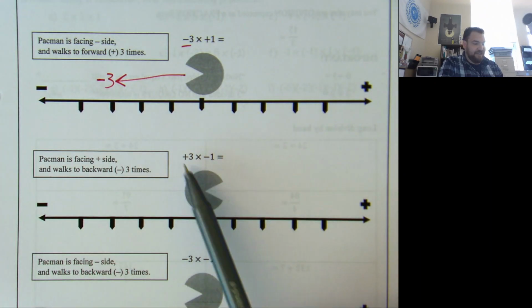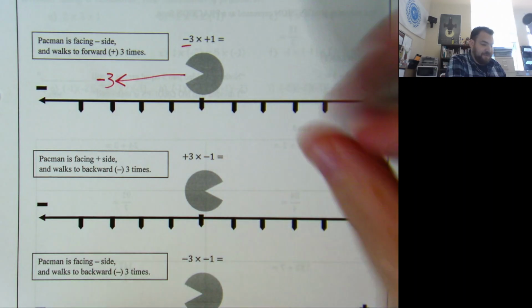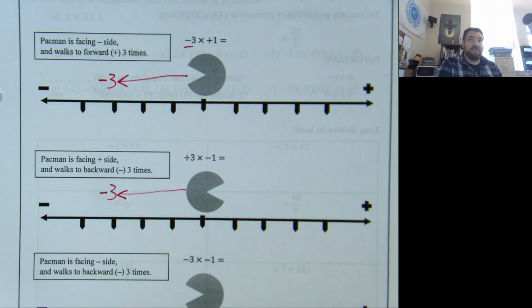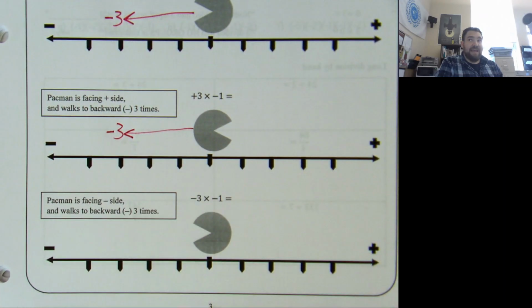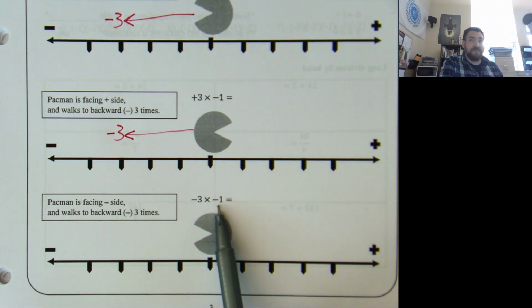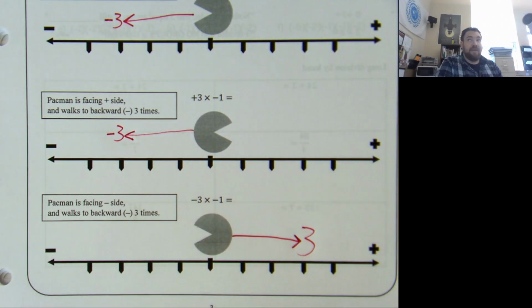Well, why? He's going to face positive, but now he's going to move backwards. And if he moves backwards, we're going to be here on the number line at negative 3. And then conversely, a negative times a negative is a positive. Why? Because if he's facing negative and moving backwards, he's still going to end up moving in a positive direction. So if you think about negatives like that, you can see why a negative times a negative is going to be a positive value every time.